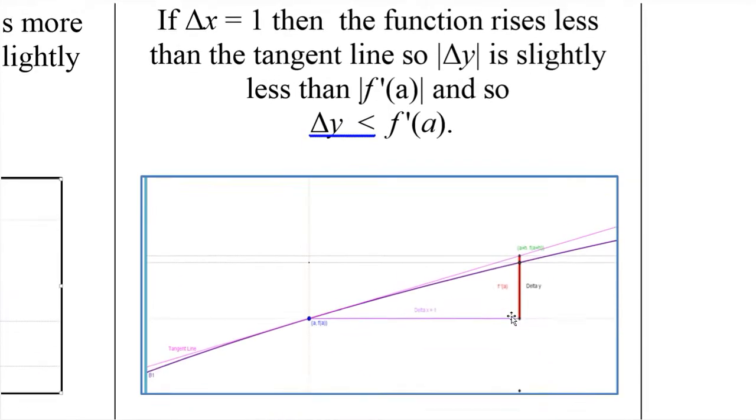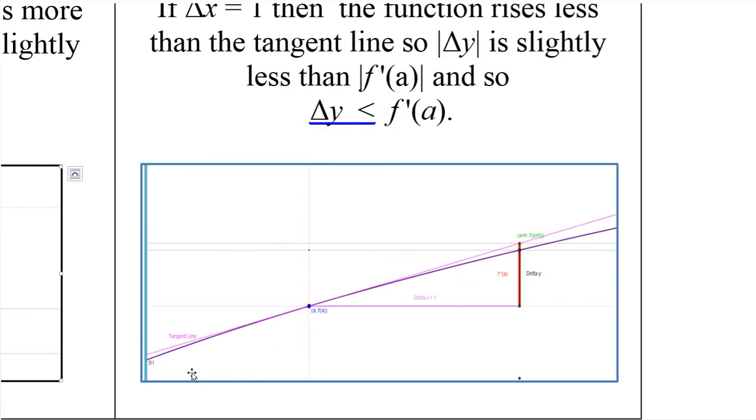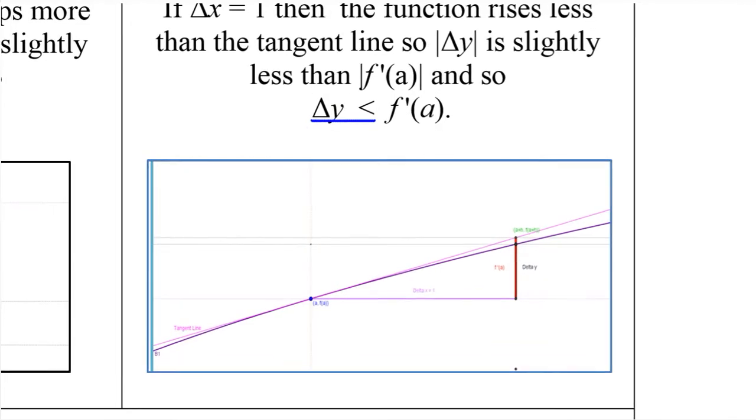Okay? One more case to look at. If we have an increasing but concave down function like the one we have here, again, concave down means the graph of the tangent line is going to be above the graph of the function. In this case, delta y and delta f are both positive, but notice that we're going up more to get to the tangent line than we do to get to the function. So delta y is less than f prime.